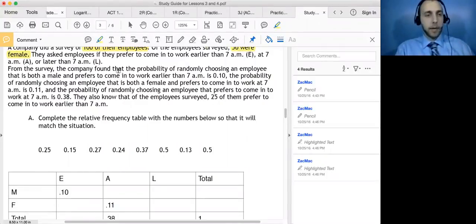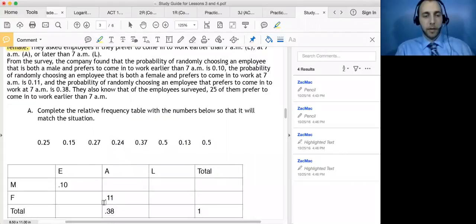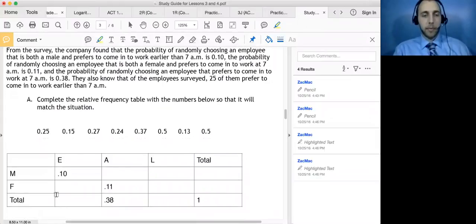The probability of randomly choosing an employee that is both female and prefers to come into work at 7 a.m. is 0.11, hence female A at 7 a.m., 0.11. And the probability of randomly choosing an employee that prefers to come into work at 7 a.m. is 0.38. So there's a male and female. The total probability is 0.38.